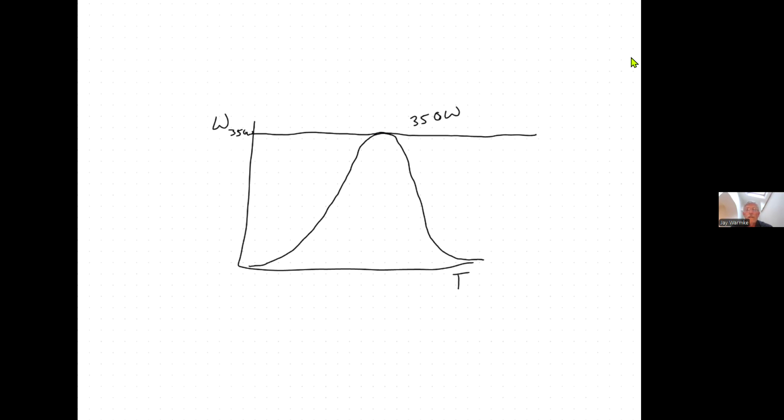But what would happen if I decided, instead of having a 350 watt inverter and a 350 watt panel, I'm going to put in a 400 watt panel? Well, then the curve is going to look something like this. It's going to exceed that output, and then it's going to come down and zero out again. So you're going to get a number that looks something like that, and this would be your 400 watt panel.